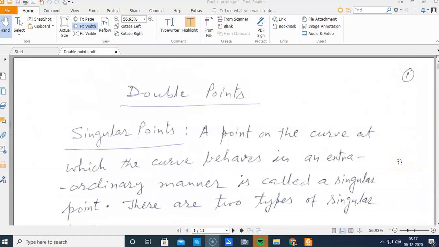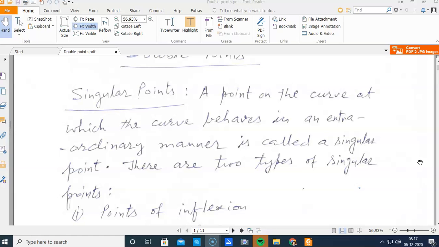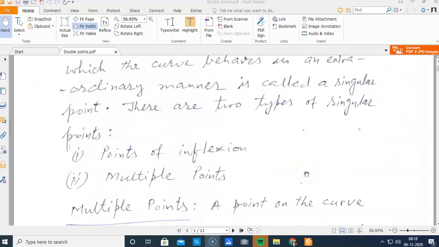Hello friends, in this class we will study double points. First of all, singular points. A point on the curve at which the curve behaves in an extraordinary manner is called a singular point. There are two types of singular points: points of inflection and multiple points.